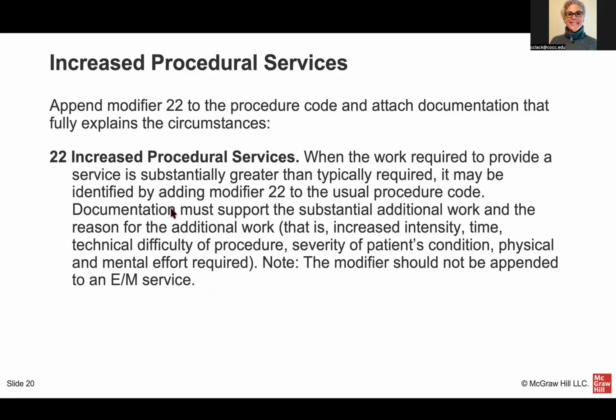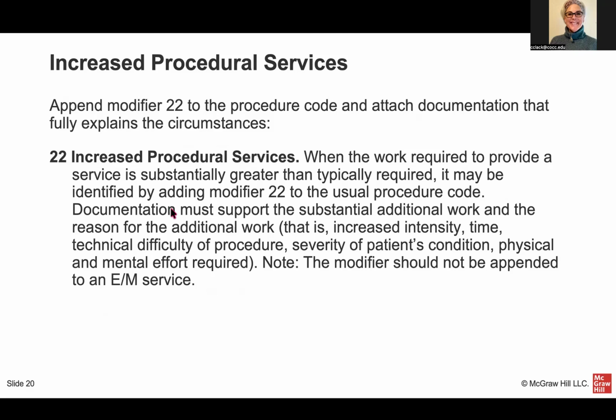For modifier 22, that's an increased procedural service. It's important to understand this because it's also really scrutinized by payers. So let me give you a scenario. If a procedure is being performed, but for this particular patient, the work involved is substantially greater than what's typically required for that procedure. Maybe the anatomy is unusually complex. The patient's size creates technical challenges. There was excessive bleeding, scar tissue, etc. The physician put in significantly more time and effort than average.